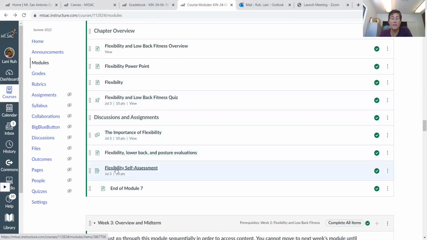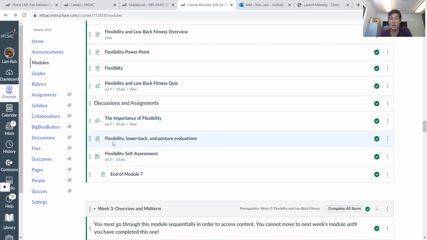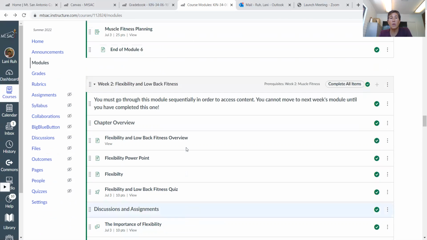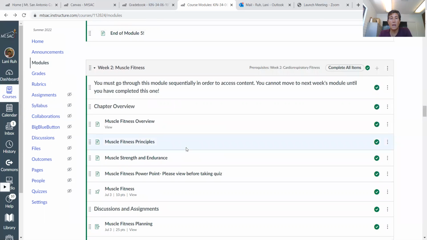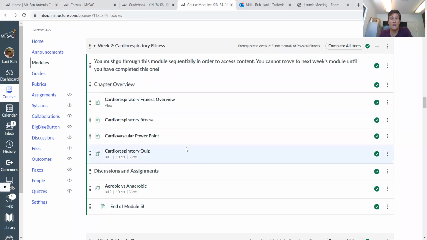And then this part, the self-assessment, there's going to be an assessment that you do with flexibility, but it's not necessary for you to turn in the evaluation that comes with right here. So you're going to do the evaluations here and then talk about what you found in this flexibility self-assessment. Okay, so we're going to work on those things this week, and then I think that's about it.